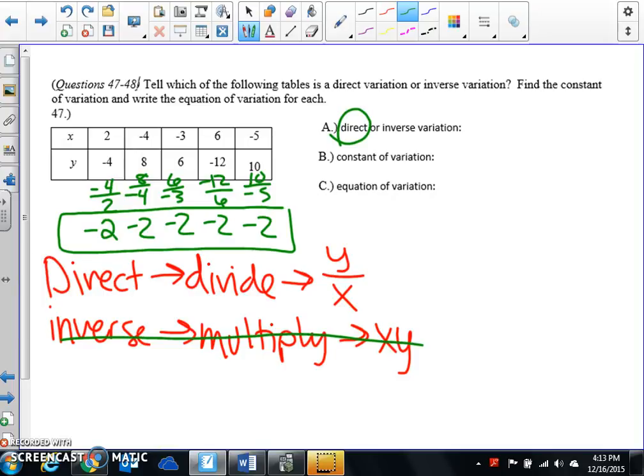The constant of variation is my negative 2's. So my constant of variation is negative 2. So the equation, since it's a direct, is y equals kx. I just plug in my k. So y equals negative 2x.